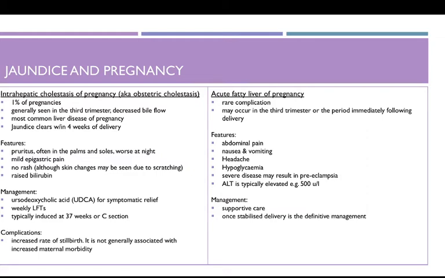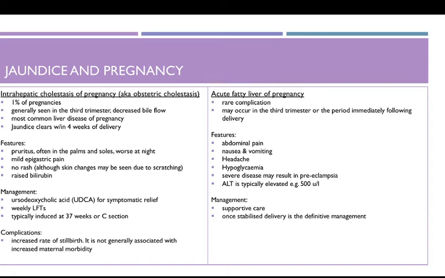So intrahepatic cholestasis of pregnancy occurs in 1% of pregnancies. It's usually seen in the third trimester, and it's caused by a decrease in bile flow. It's the most common liver disease of pregnancy, and the jaundice usually clears within 4 weeks of delivery. The features are itchiness, especially in the palms and the soles. It's usually worse at night. Mild epigastric pain. There's no rash associated, but you get a raised bilirubin.